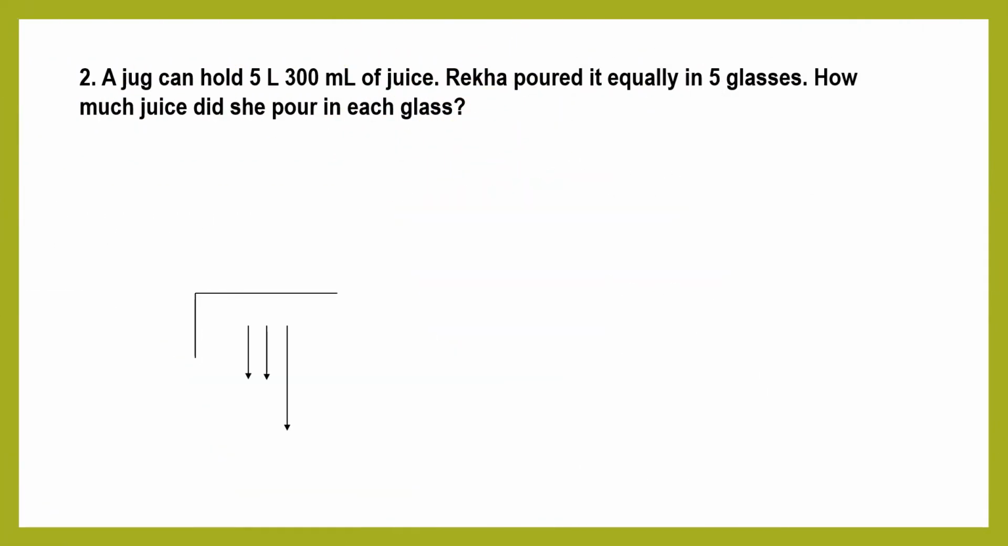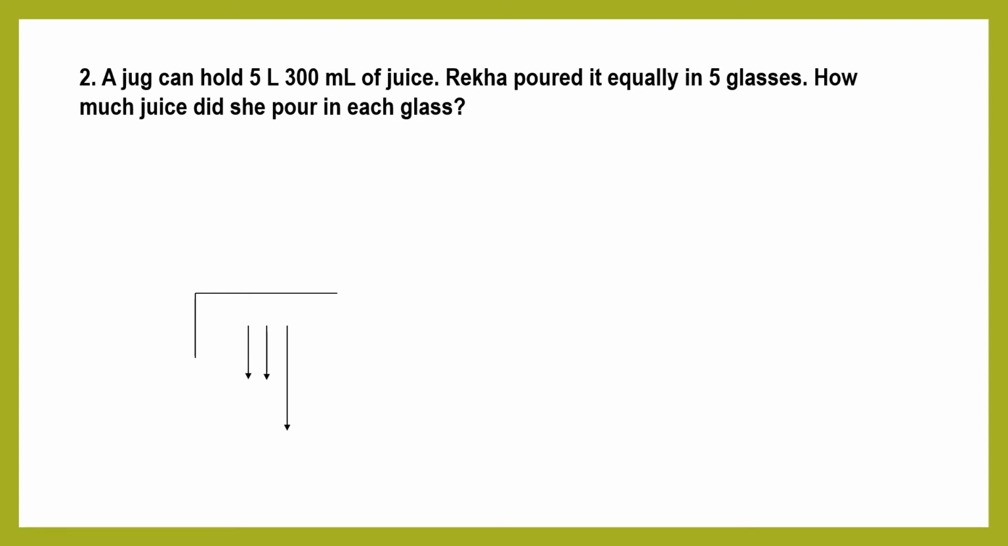A jug can hold 5 liters 300 milliliters of juice. Rekha poured it equally into 5 glasses. How much juice did she pour in each glass? Now the question says, children, a jug can hold 5 liters 300 milliliters of juice. This much juice is there, and then Rekha poured it equally into 5 glasses. Then how much did she pour in each glass? That means in one glass, how much juice was there?